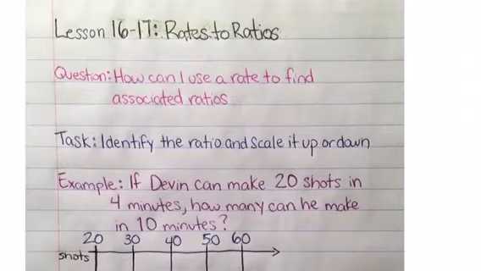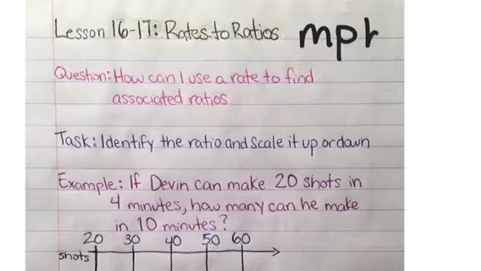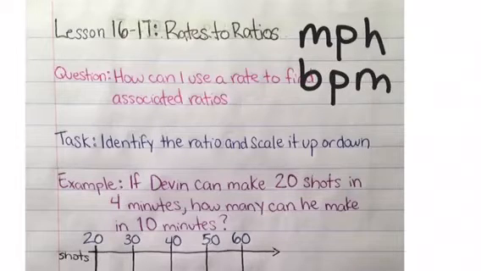Some common rates that you might have heard of are, for instance, miles per hour, MPH. Every car has that. You might also see rates such as BPM, which is beats per minute. Specifically, that's pertaining to heartbeats per minute, and it's used a lot in the medical field to see how quickly someone's heart is beating, to see whether or not their blood pressure is high or low or things like that.